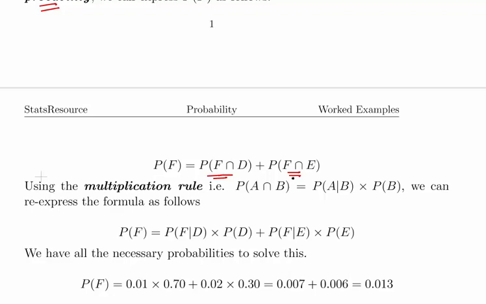Now we're going to expand this a little bit further. We're going to use the multiplication rule. The probability of A and B is the probability of A given B times the probability of B. This is the multiplication rule and the conditional probability rule, I should say. So the probability of F and D can be rewritten as the probability of F given D times the probability of D. Likewise, the probability of F and E, F intersection E, can be written as the probability of F given E times the probability of E.